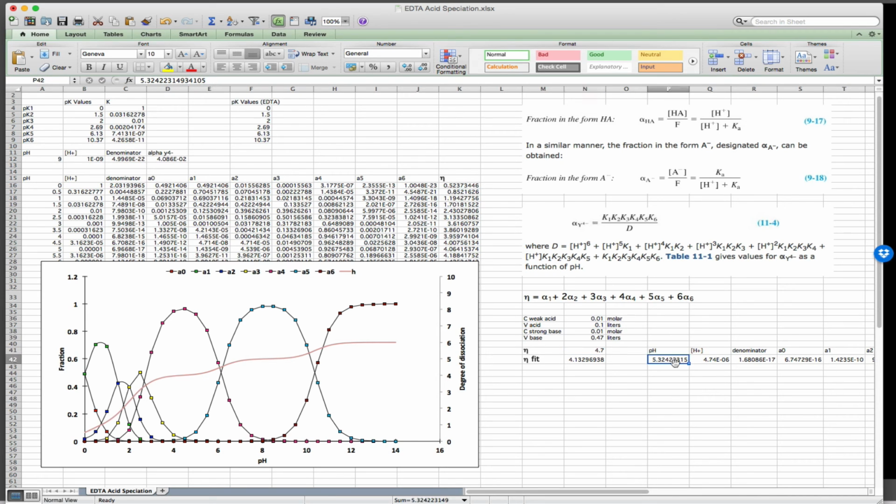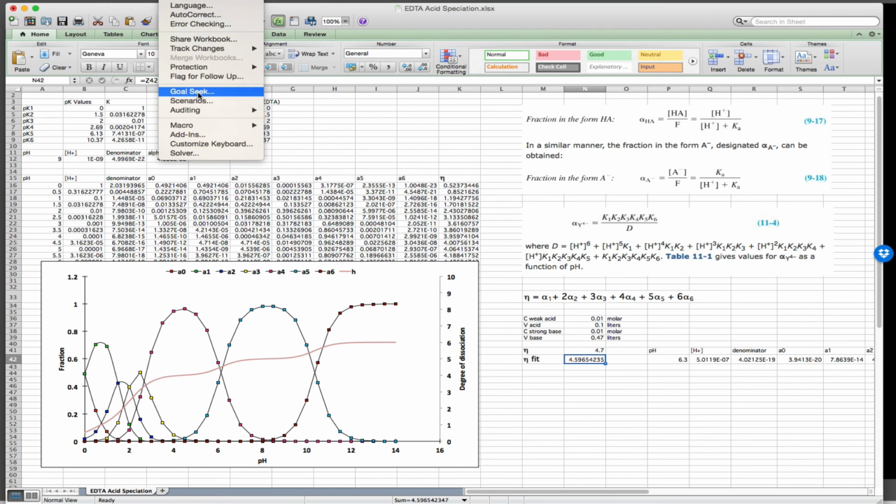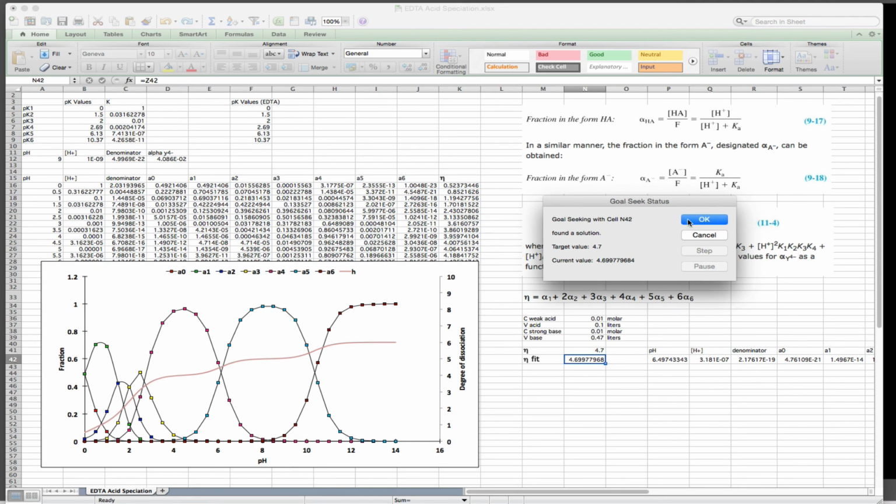And it looks like that pH was just about the right spot. Need to make it a little higher, so we'll go 5.6. Yeah, I can go a little higher than that. Let's go to 6.3. And we're getting close. And of course, the easy way to do this is to go to goal seek. Tools, goal seek. We're going to make that cell equal 4.7. Notice I'm typing in the value here into my 2 value by changing the pH. We hit OK, and we're done.